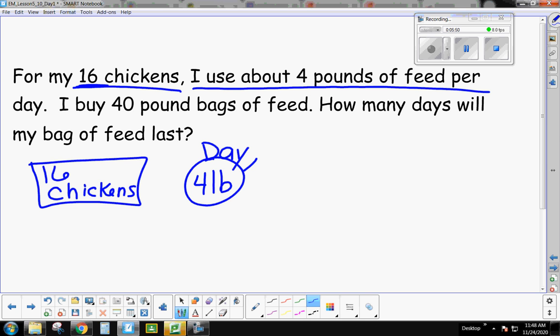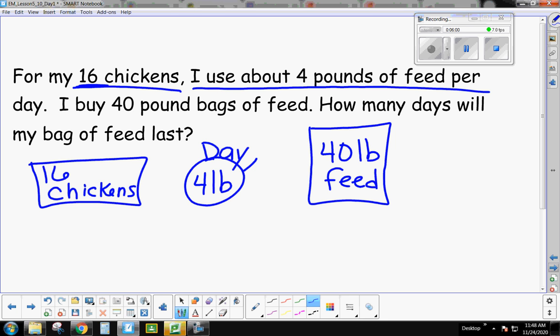And it says I buy a 40-pound bag of feed. So I'm going to draw that bag of feed, and I'm going to say 40-pound, and I'm going to say feed on there, so I know that that's what that is. Now, there's all the information I know. Okay, and I just jotted it down in pictures. Then it says, how many days will my bag of feed last? So that's what I'm trying to figure out.